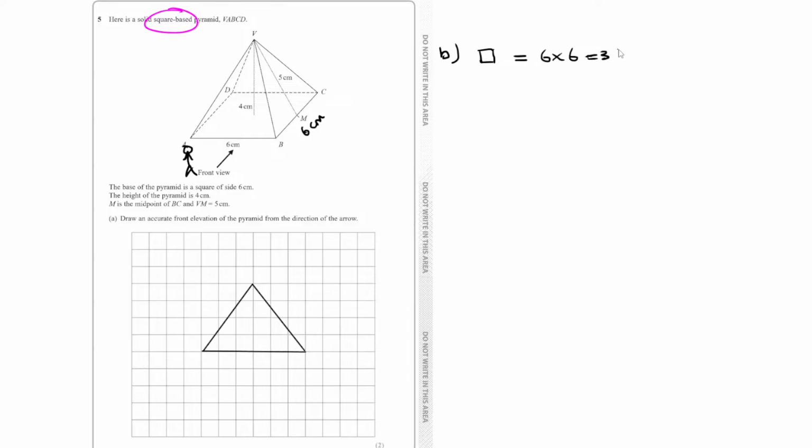Cool. Now, because it's a square-based pyramid, technically all of the triangles are also the same as each other, aren't they?